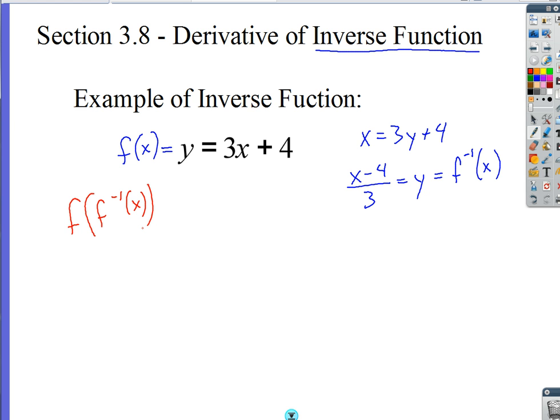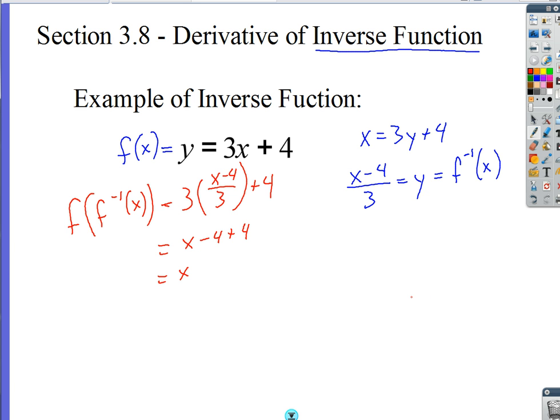The way that works is I start off with f, say it's 3 times x. Well, what's x? X is really f inverse of x. F inverse of x is this crazy business right over here: x minus 4 over 3, plus 4. And I can go ahead and simplify. Upon simplifying, my 3's can cancel. I get x minus 4 plus a 4, and my 4's can cancel, and I get just plain old x.